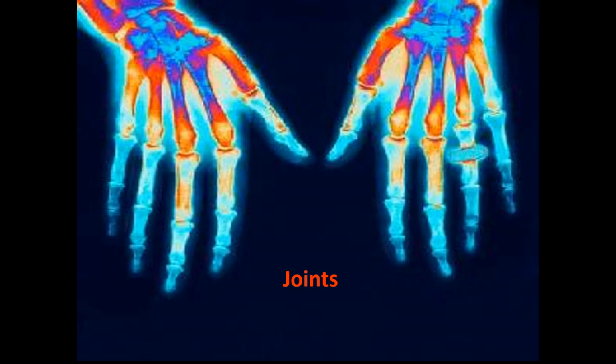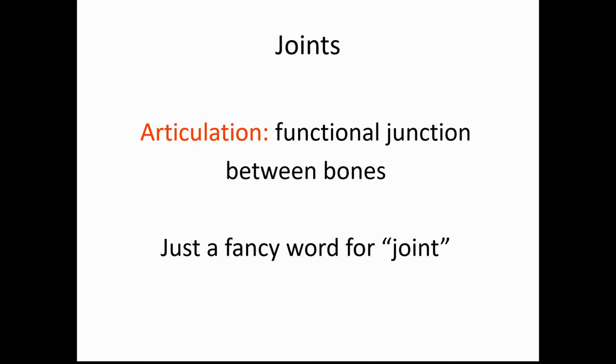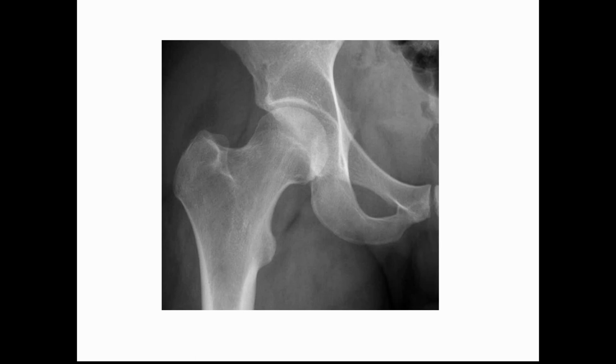Students, today we're going to talk about joints. Joints are articulations, or functional junctions between bones. Articulation is just a fancy word for joint. Here's a picture of a hip joint.